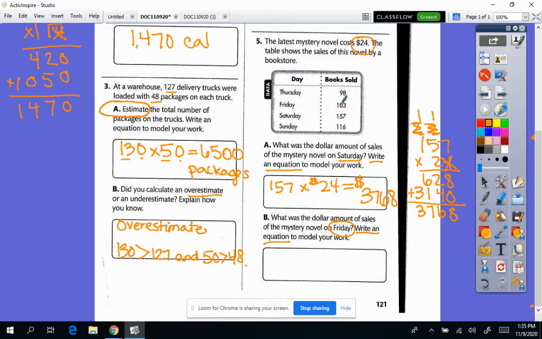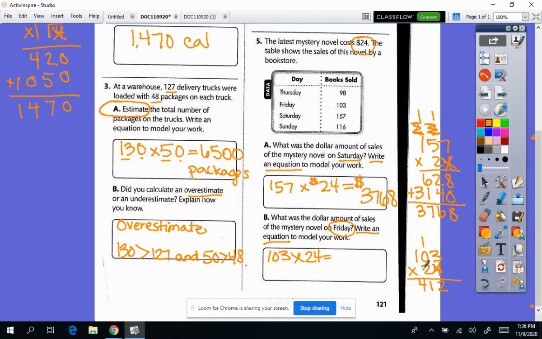Friday, I sold 103 books times $24 each. I'm going to go ahead and write my equation. 103. And so I'm going to go through and solve just the same way that I have every time. I'm going to start in the ones place and multiply through by 4. That should be your first partial product. I'm finished in the ones.